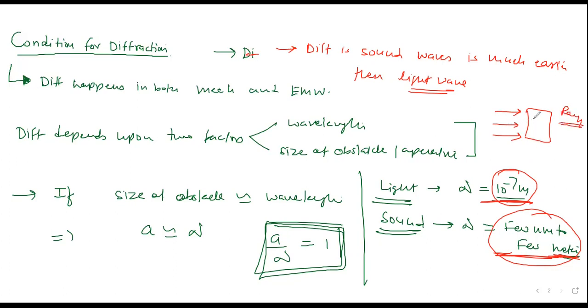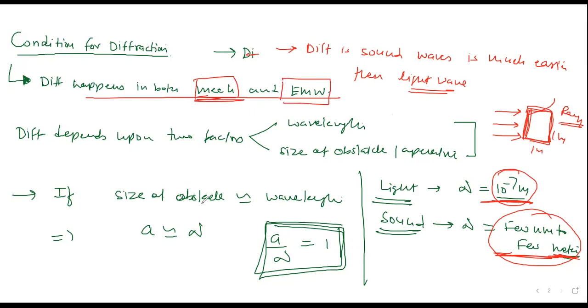But for sound, if this is a normal window with a height of 1 meter or width of 1 meter, sound can easily get diffracted, but light cannot. So remember these two points. Diffraction can happen in both types of waves: mechanical waves and electromagnetic waves. Yes, it can happen in both.